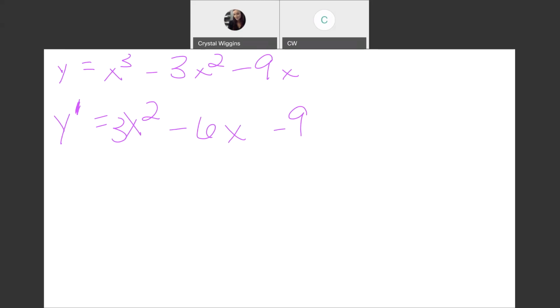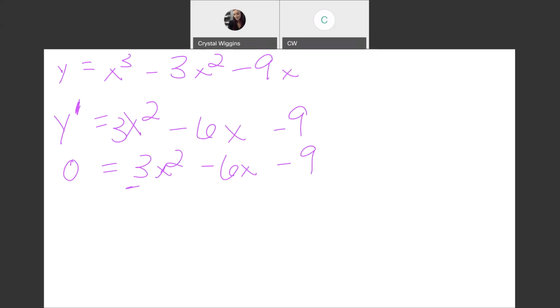Then it tells us in step 2 to set the derivative equal to 0. We set it equal to 0 because we want to find when the derivative, the slope, is 0, indicating a min or a max. And it tells us to solve for x at this point.